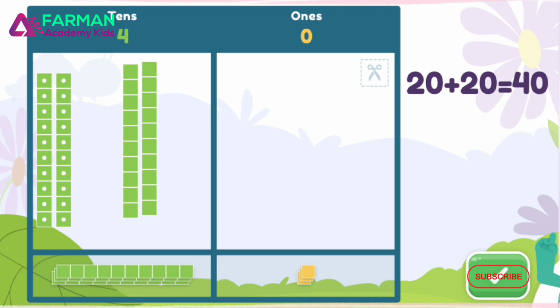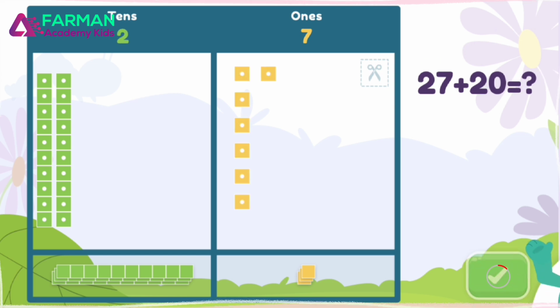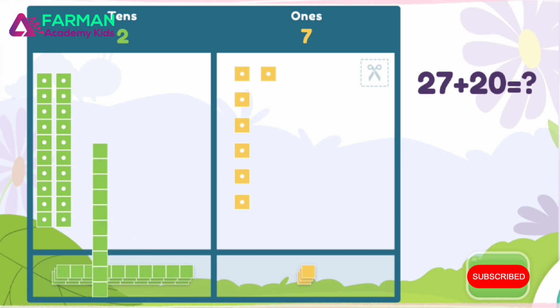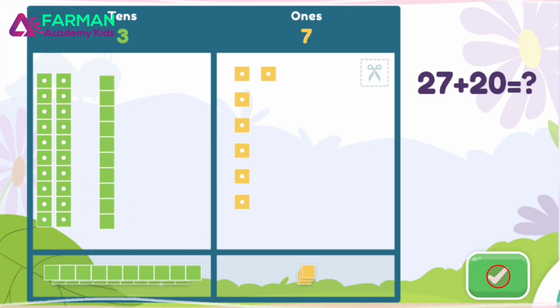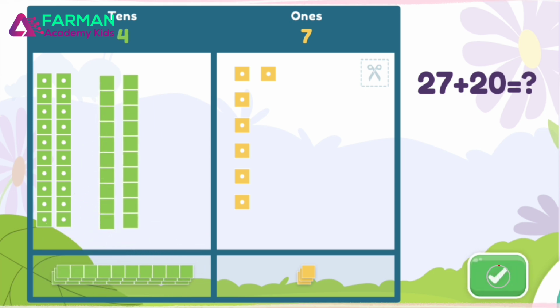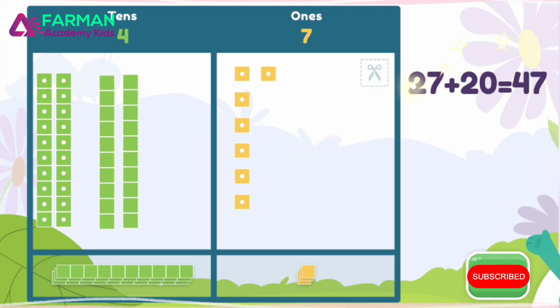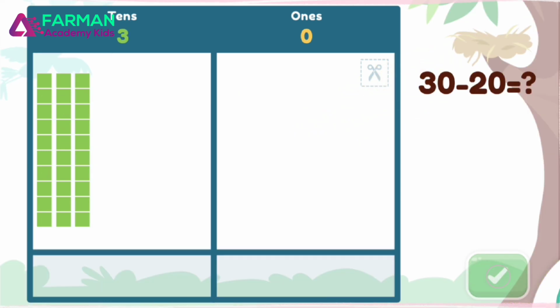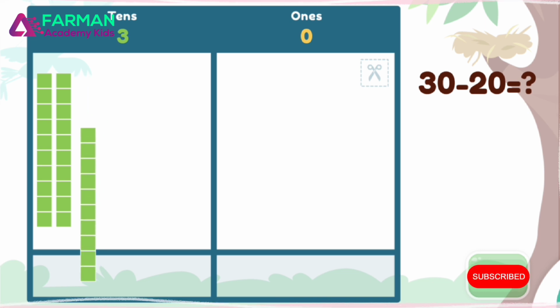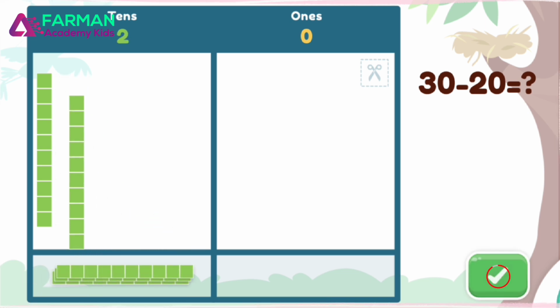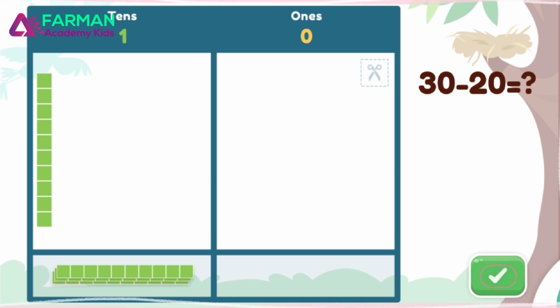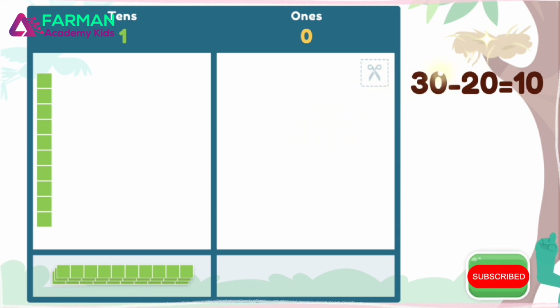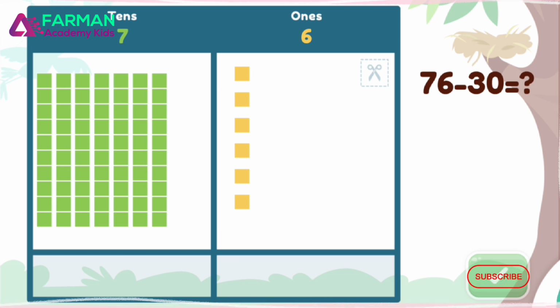There is 20. In the frame, add 2 rods to add 20 more. Yay! There are 4 rods. That equals 40. Use the rods and blocks to solve the equation. 27 plus 20. Super duper!